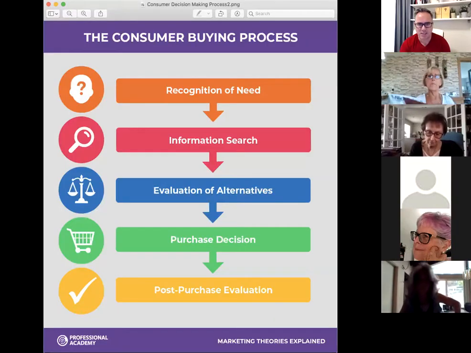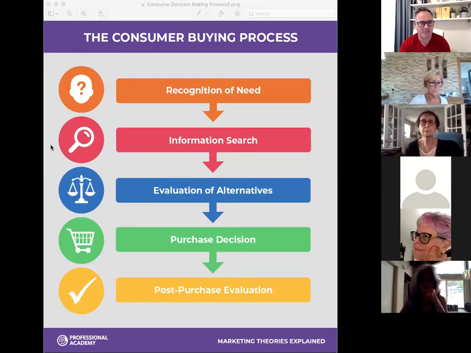I'm going to do a screen share, and I want to show you the 5 stages of the customer decision-making process. Bear with me, let me pull this up. Okay, can everyone see that? Yeah. It's got the 5 stages of the consumer buying process.